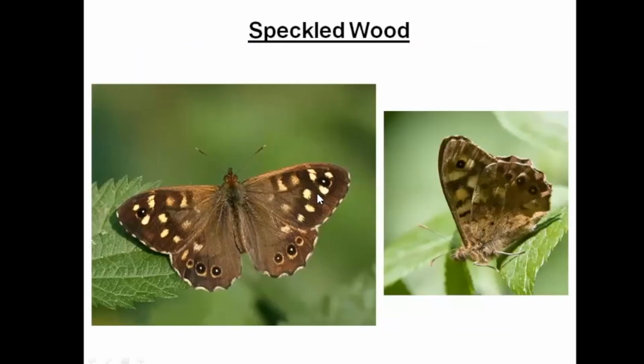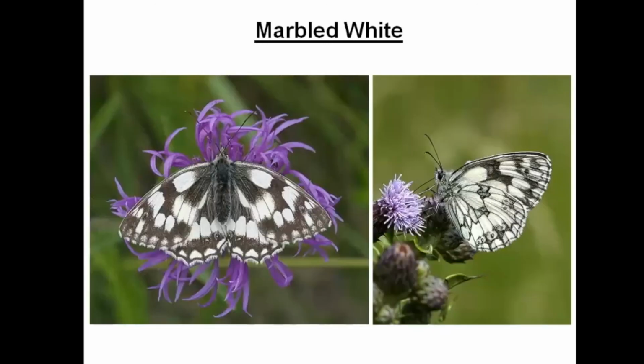Now finally coming on to the browns, the speckled wood I mentioned has a very distinctive mate location strategy where the males will sit on a leaf on the side of a ride, and they'll have a battle with the male that comes past, or a female, and they'll spiral up into the air. But again, really, there's no other butterfly that has this sort of chocolatey brown colouring and yellow specks on its forewings. Marbled white, though it's black and white, is a brown butterfly in its species mix.